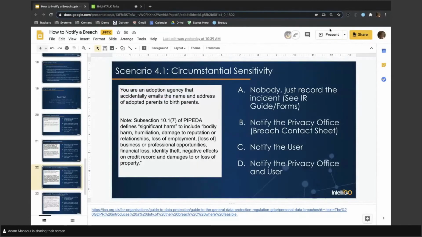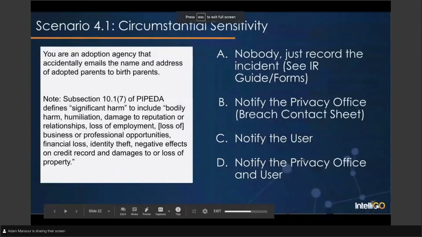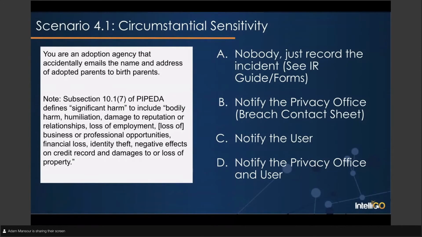So in this example, let's say that you lose information about a person's name and you're an adoption agency who accidentally sent birth parents' information to adopted parents. This is a great example of significant harm, right? The name and address of somebody is not exactly significant harm, but when you send it to somebody who might harass them or send them threatening calls or in some way give them loss of opportunities, maybe they had to move because the people now know where they are and are trying to come to the house.